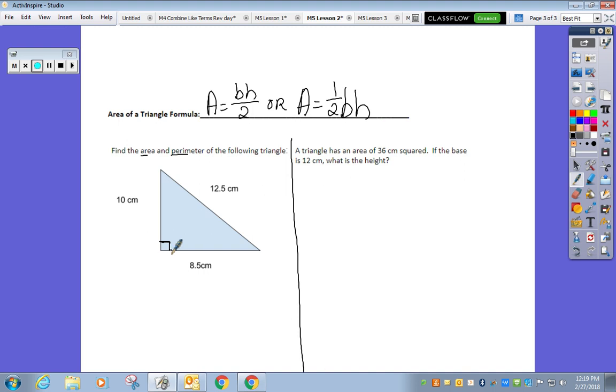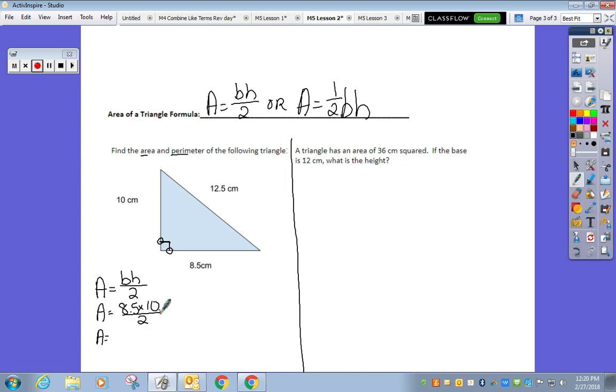So what that means is our base and our height are at either end of that little square that we use to show the right angle. So we've got our 8.5 and our 10. The 12.5 is just another side length that we can use for our perimeter, but it doesn't have anything to do with our area because it's not connected by that right angle. So we can use the base times height divided by 2 here. In this case, I would do my 8.5 times my 10, and then I'm going to divide that by 2.